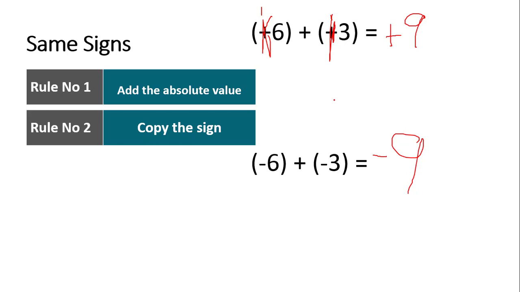Ang rule number 1 natin ay i-add lang natin yung absolute value nila. And then, i-copy natin yung sign nila.